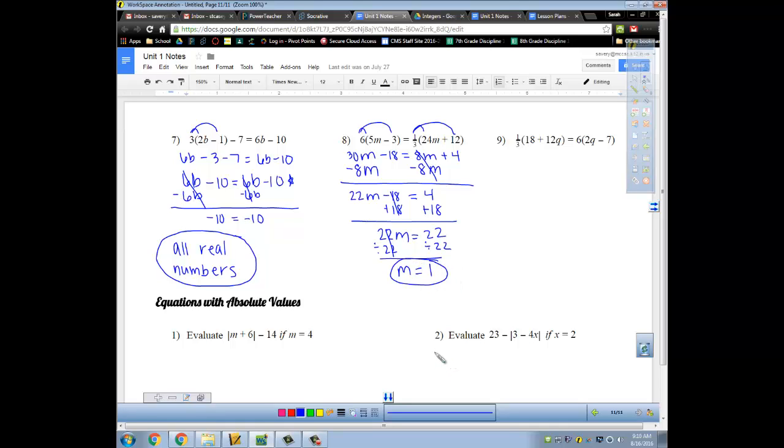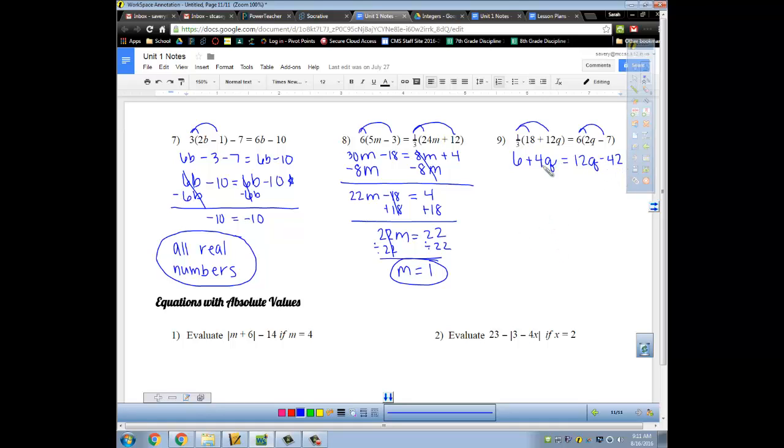Last one, number 9, we have distributive property again. So 1/3 times each of these terms. So 1/3 times 18 is the same thing as 18 divided by 3, which is 6. 1/3 times 12q is the same thing as 12q divided by 3, which is 4q. Then distributive property here to get 12q minus 42.